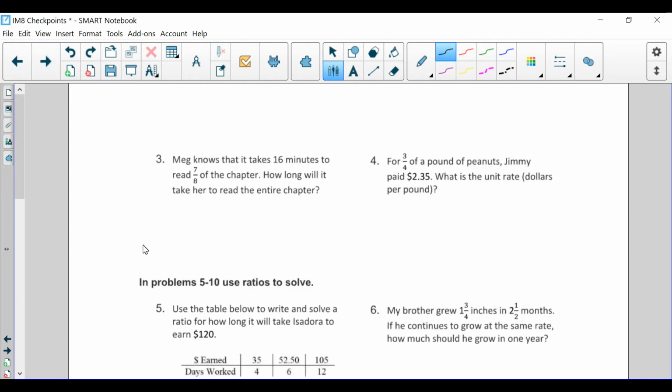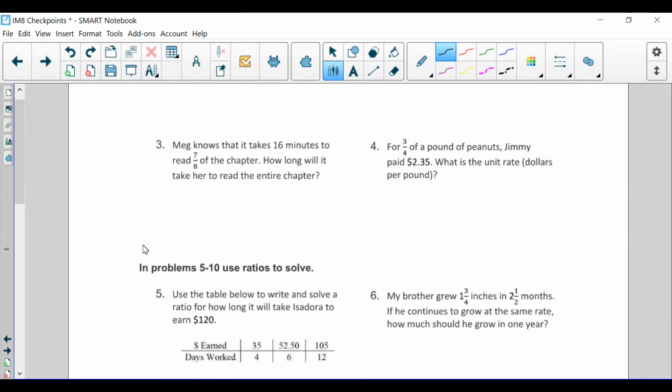Let's go over number 3 now. It says Meg knows that it takes 16 minutes to read 7/8 of her chapter book. How long will it take to read the entire book? Well, okay, so 16 minutes to read the whole book. So really right now what we're doing is 7/8. That's kind of what we want to know as the whole book, right? But 7 out of 8 isn't the whole book.